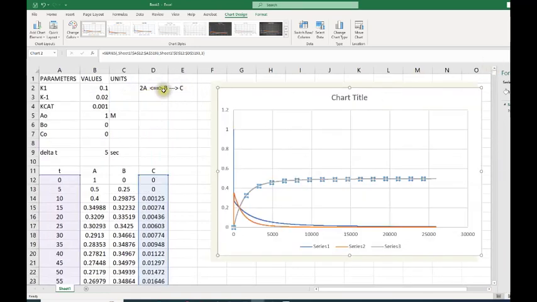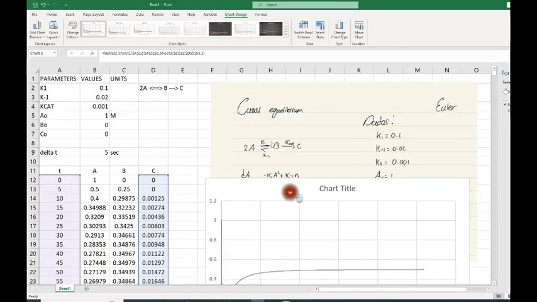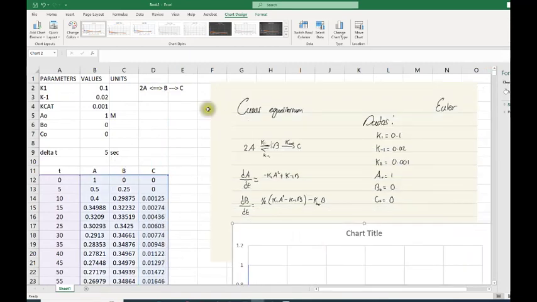which is supposed to be due to the stoichiometry of the reaction. Well, folks, that's more than enough for this very straightforward example.